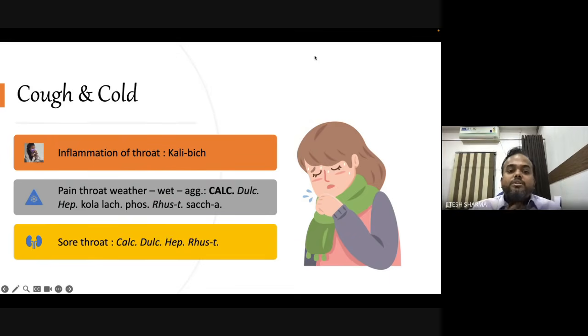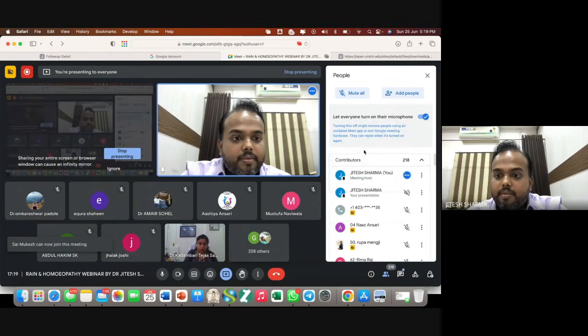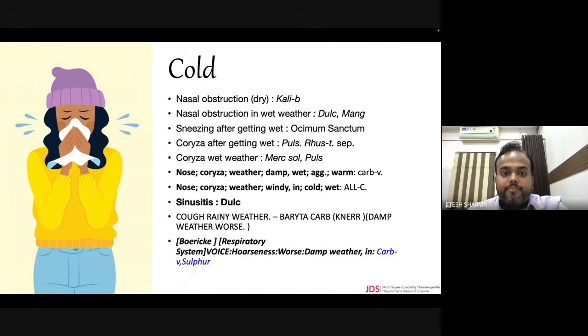Now, inflammation of the throat. The first remedy to think of is Kali bichromicum. Now, pain in throat with wet weather aggravation, there is a rubric in which Calcarea carb leads along with dulcamara, Rhus tox, saccharum album, phosphorus, kola nut, lachesis, and hepar sulph. Sore throat in wet weather: calcarea, dulcamara, hepar sulph, and Rhus tox are the most prominent remedies, but you need to evaluate.